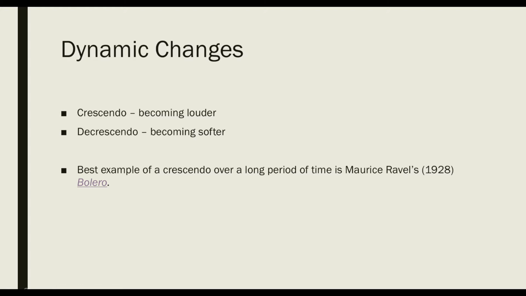The best example of a crescendo over a long period of time is Maurice Ravel's 1928 piece, Bolero. If you listen to this whole thing through, I'm not going to post it on this video because it's an 18-minute piece, but you can go to the YouTube playlist and listen to it all the way through. You'll notice it starts off with a snare drum really slow, and it keeps building, passing solos to each performer, and then by the end, the entire orchestra is playing as loud as possible. So if we were going to show you the sound wave, you'd see it go from very tiny to finally getting bigger and bigger at the end.